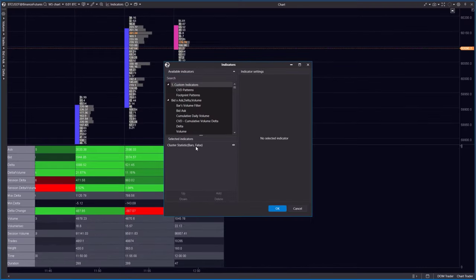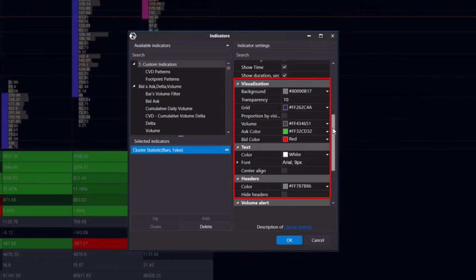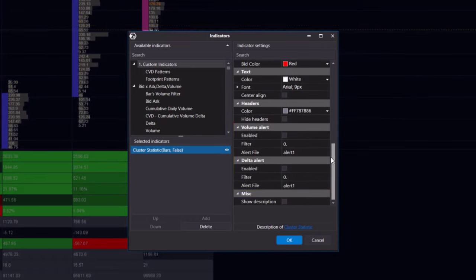Last but not least, in the indicator settings you can change colors and other visualization parameters. Criteria for alerts that trigger when the volumes or delta reach the values you're interested in.